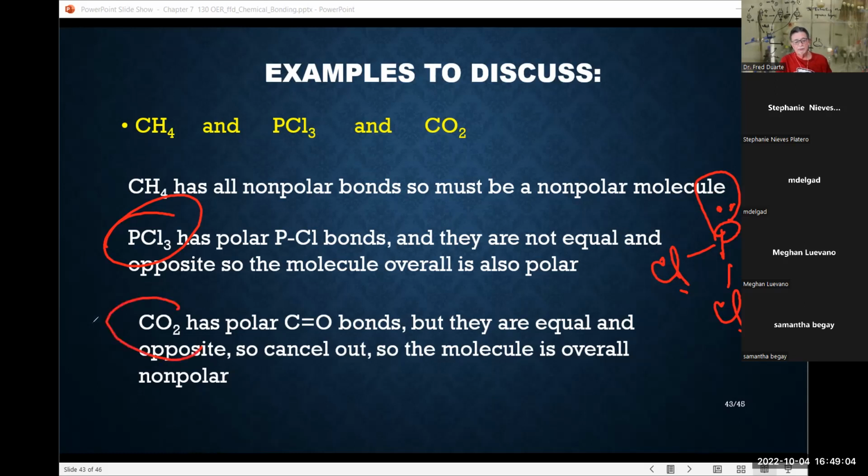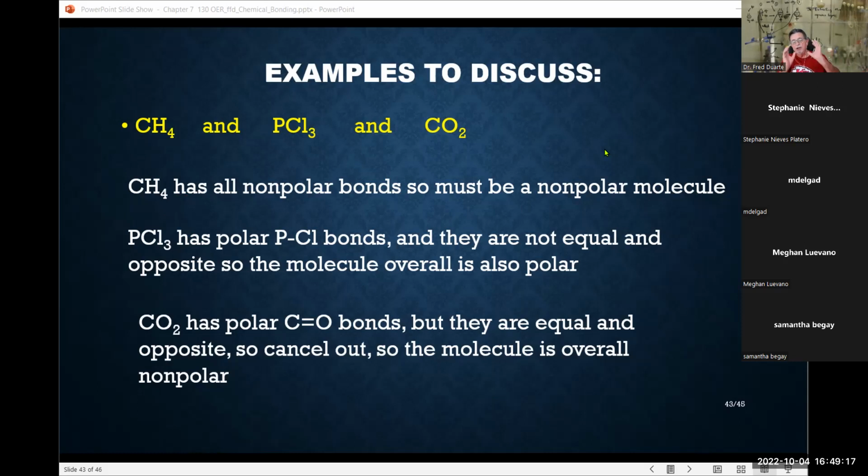And then carbon dioxide, we just talked about how the polar bonds do cancel out, and we end up with a non-polar species. So the takeaway here is crucial: it is possible to have a molecule with polar bonds and be classified as non-polar, if those polar bonds cancel out.